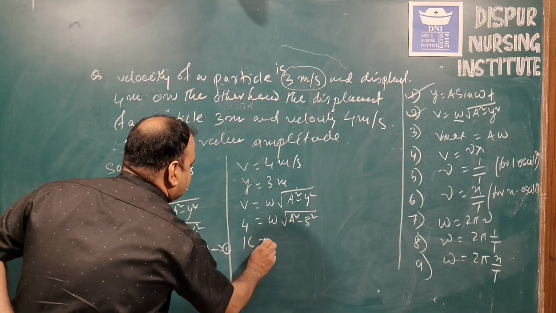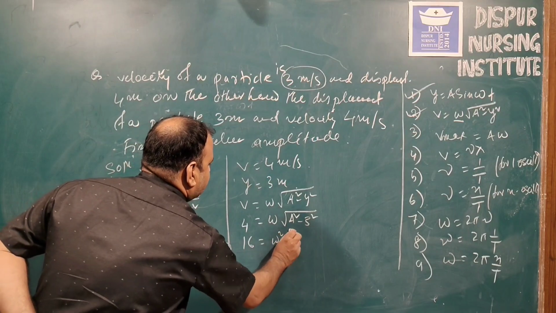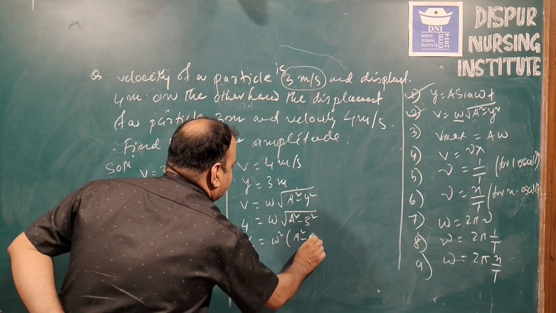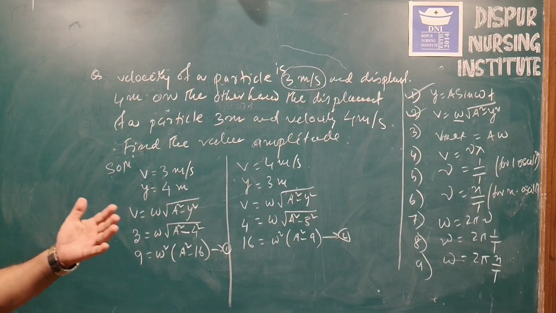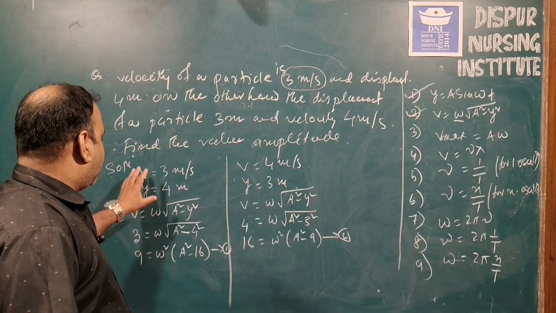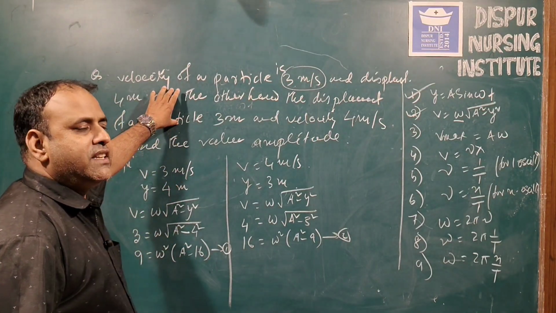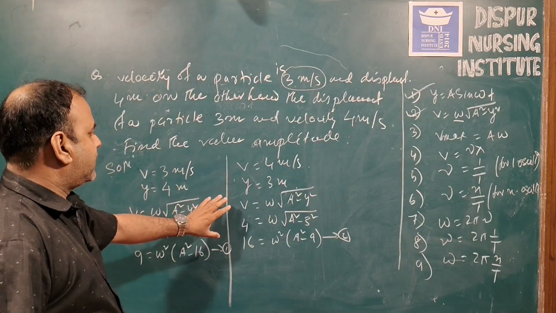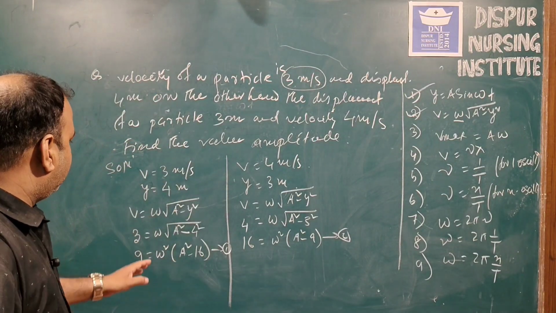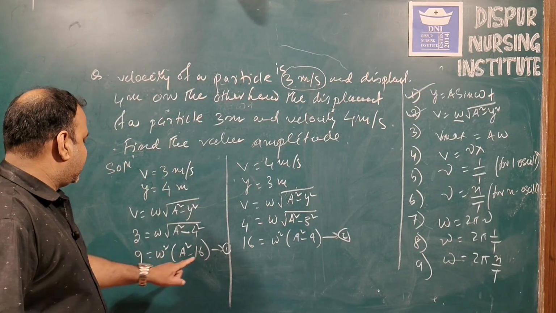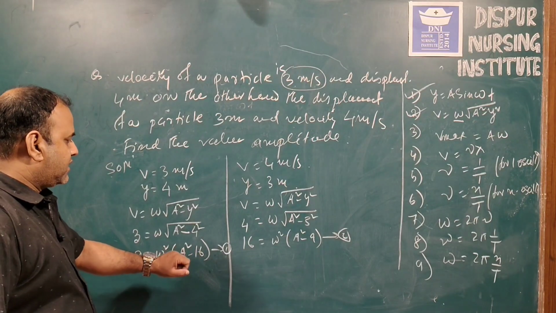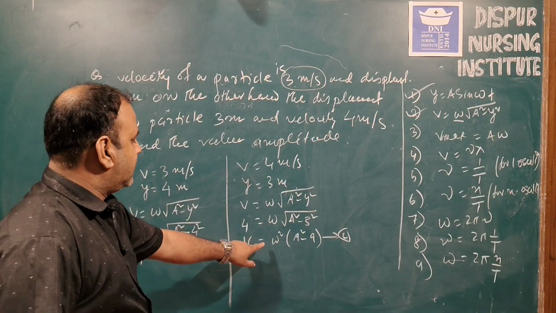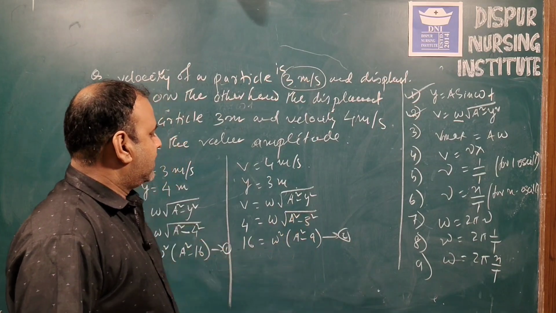So we will get 16 is equal to omega square a square minus 9, equation number 2. So dear students, I think you got the idea. That means if the question is given in this way, then you have to first calculate like this. So now the first equation we are getting is 9 is equal to omega square a square minus 16, and here 16 is equal to omega square a square minus 9.